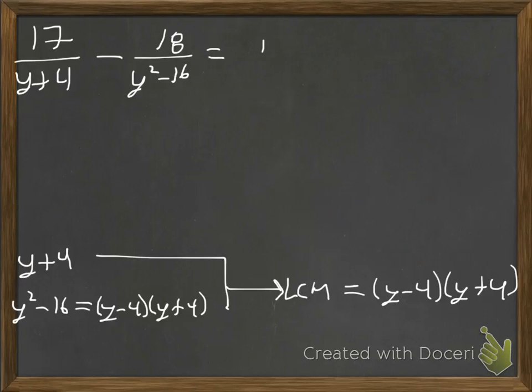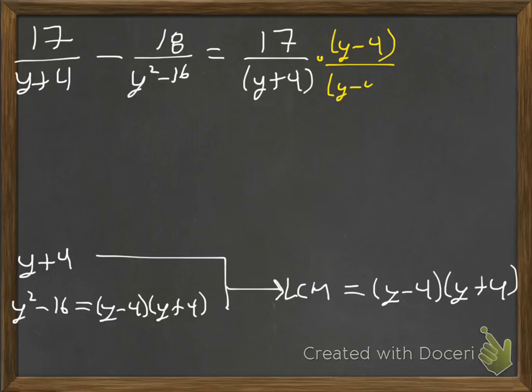So that first fraction, the 17 over y plus 4, all it's missing is a y minus 4. So we're going to multiply it by y minus 4 over y minus 4. And the second fraction, I don't have to do anything other than factor the denominator. It's already good to go.